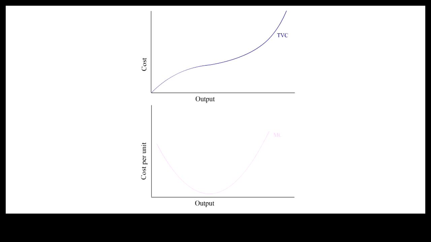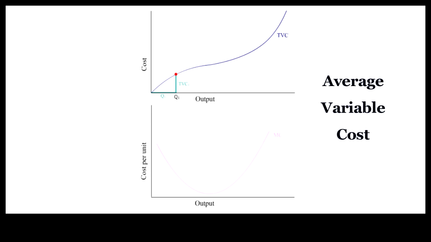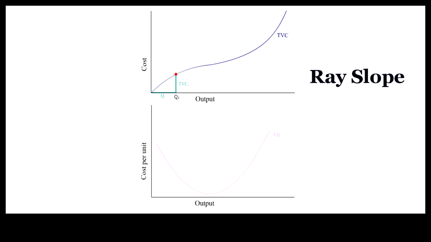When TVC is divided by a given level of output, we get average variable cost, AVC. At Q1, AVC is equal to TVC1 divided by Q1. Since TVC1 divided by Q1 also measures the slope of the ray from the origin to TVC, the ray slope provides a visual indication of the numerical value of AVC, whereas MC is the slope of the tangent at that point.